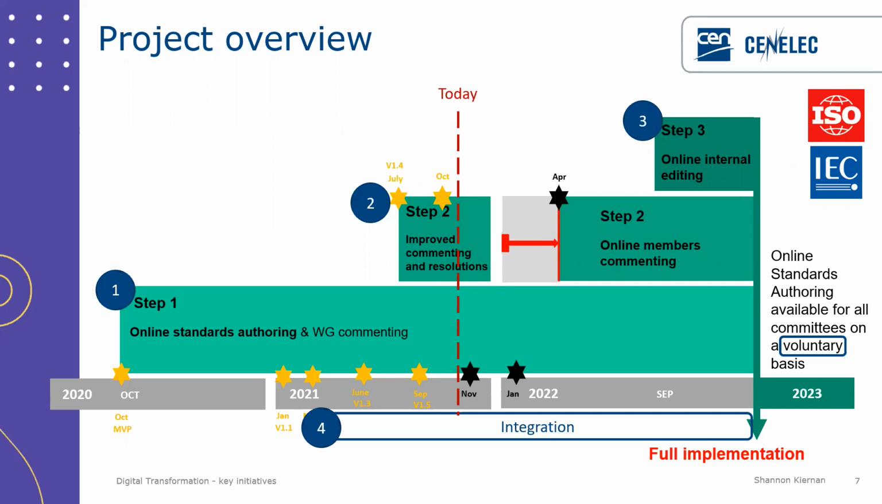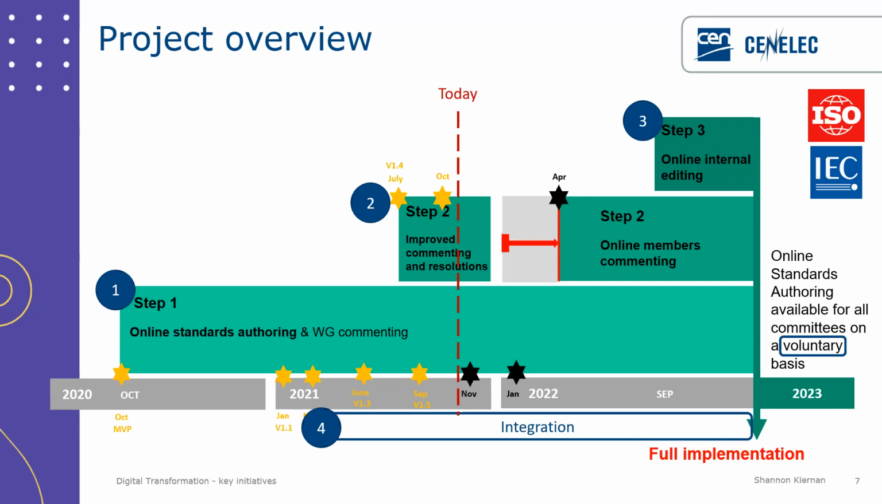The project's been implemented in 3 phases, which we're calling steps. Step 1 went live in October 2020, so that's a year ago, and that enabled online collaborative authoring. This is where the drafting body, so the working group, can log in and use the platform to draft a standard or another deliverable. It also enables commenting within the working group.